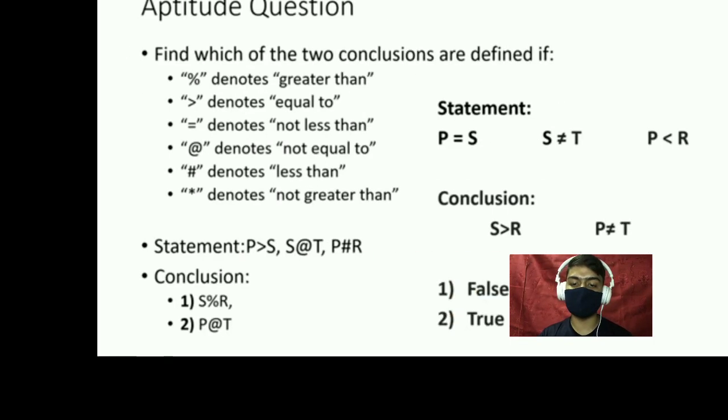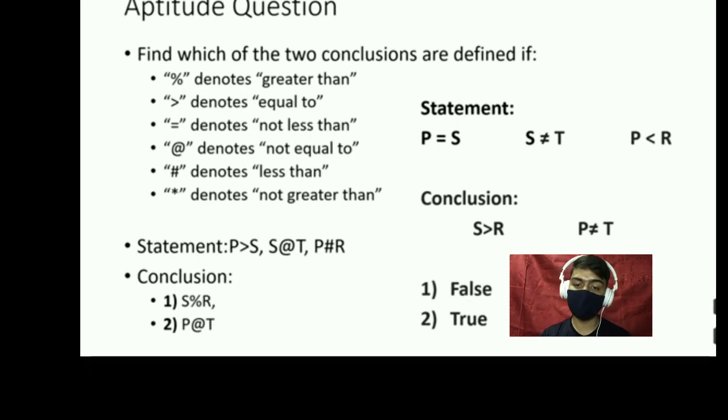Moving on to the next question, it's an aptitude question. Find which of the two conclusions are defined if mod denotes greater than, denotes equal to, denotes not less than, at the rate denotes not equal to, has denotes less than, and star denotes not greater than. The given statements are P is greater than S at the rate T, P has R.